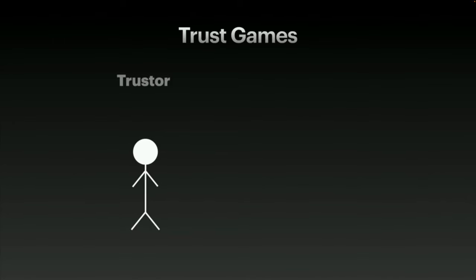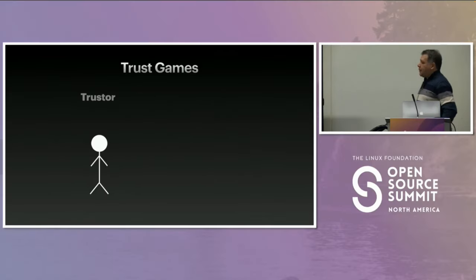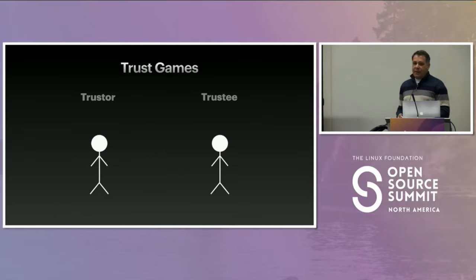Let's build a trust game. So there are going to be two actors over here. The first one is a truster, someone who is trying to gain the trust. The second one is the trustee. So the truster is trying to gain the trust from the trustee. But there's something interesting over here.